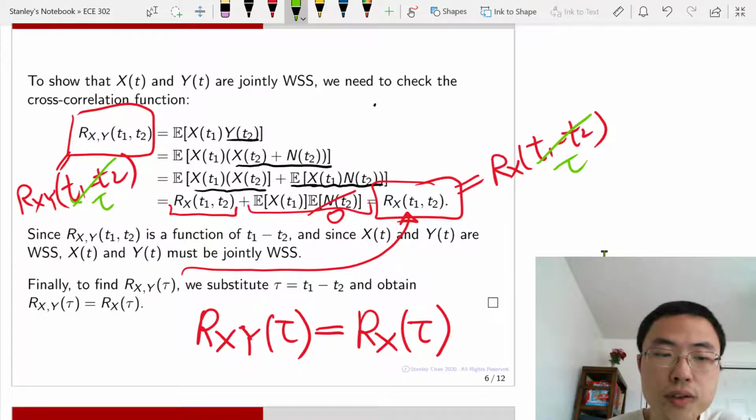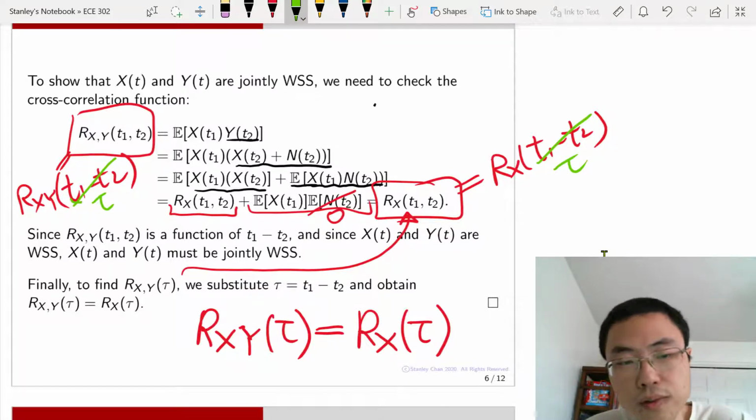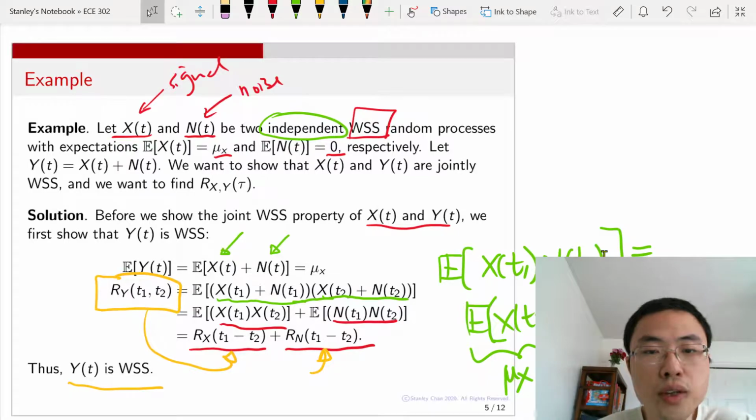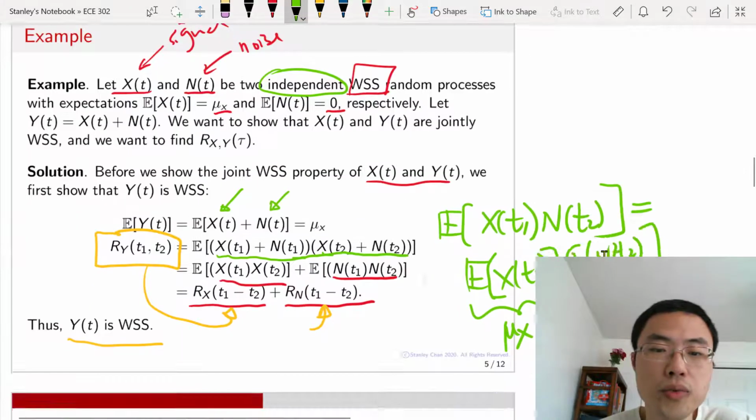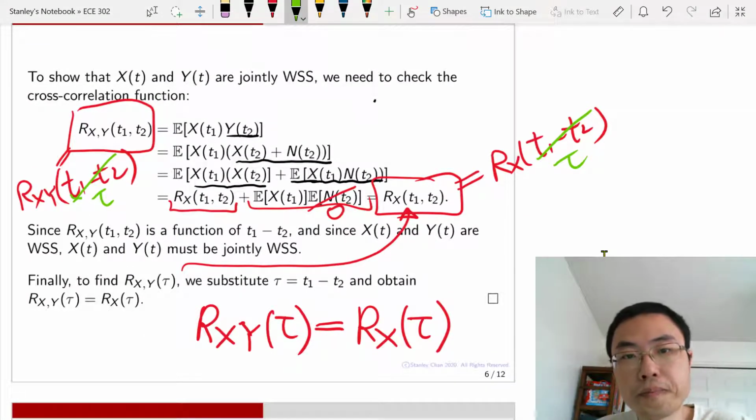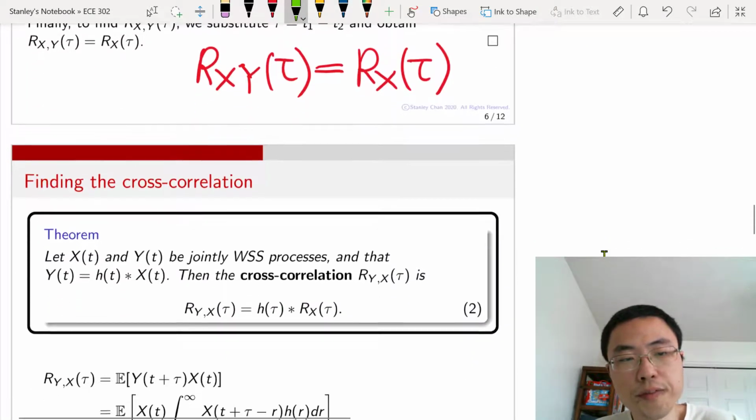and so you will have the cross-correlation function being the autocorrelation function. And so as long as you can determine the form of the autocorrelation function of x, you will have the cross-correlation function for x and y. So this problem is solved.